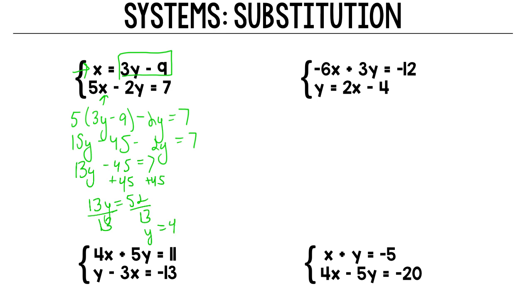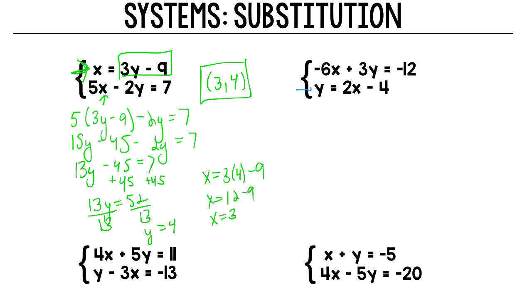Now we plug what y is equal to into this original equation here. You get x equals 3 times 4 minus 9. That's 12 minus 9. That's also 3. So our solution is 3, 4. X, then y. Try the next one.